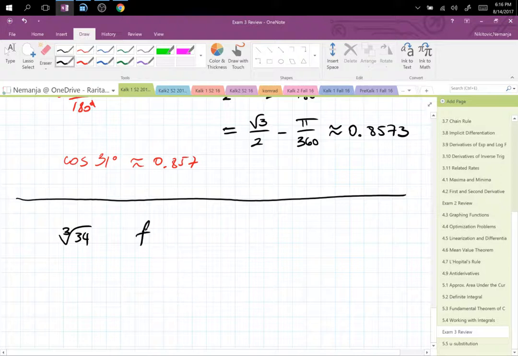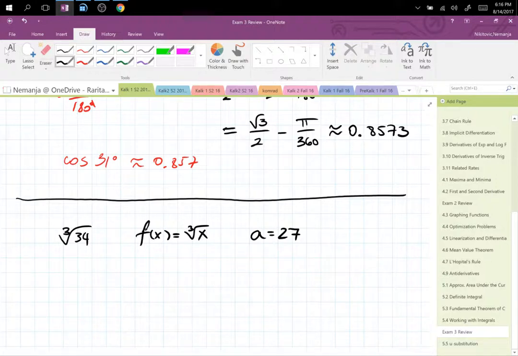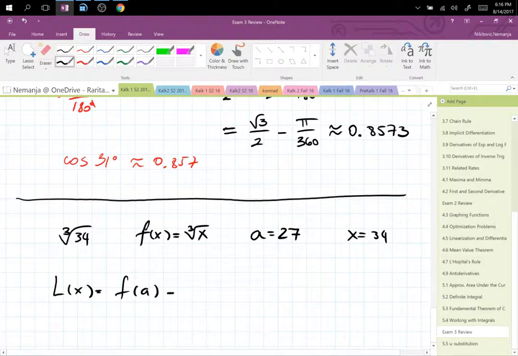So we have that f of x is equal to cube root of x, and a is equal to 27, because that's the convenient number that we can compute. Then x equals 34, and later x will be 34. Very good. So now what I have is the linearization formula. We already know it: f of a plus f prime of a times x minus a.